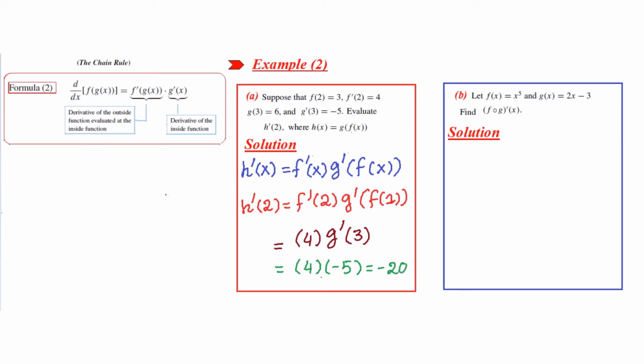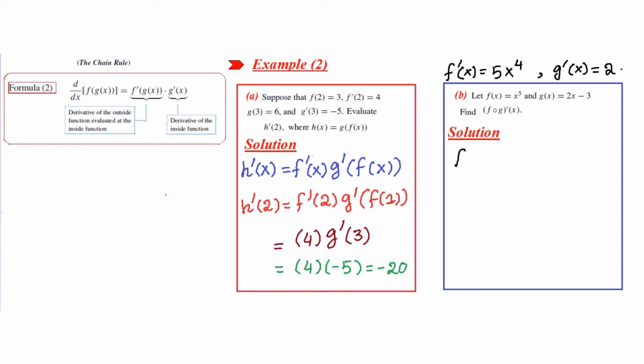For the second question, part B, you have to find the derivative of a composite function, but in general, not at a value of x, in all values of x. So in this question, you have to find f prime of x firstly, which equals 5x to the power 4, and you have to find g prime of x, which equals 2. This is the first thing.